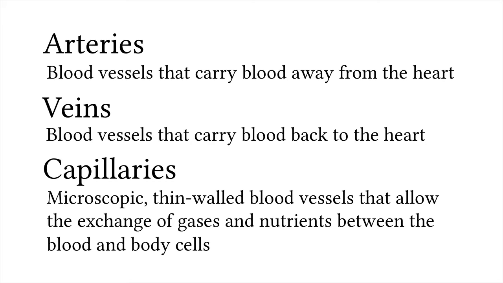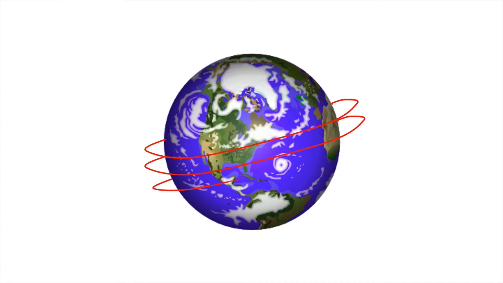You have so many vessels in your body that if you were to lay them all end to end, one at a time, they would extend up to 60,000 miles or 100,000 kilometers. That's long enough to wrap around the earth almost 3 times.